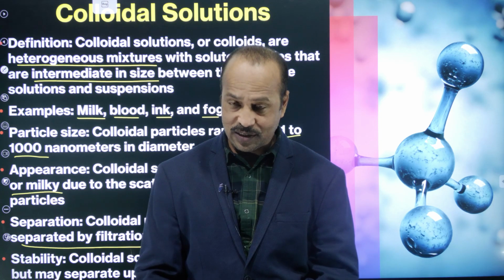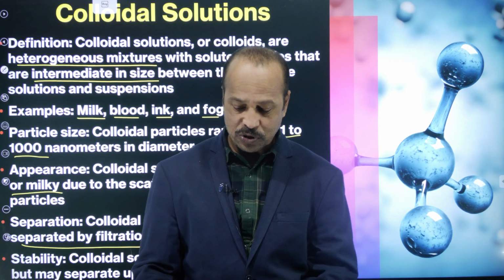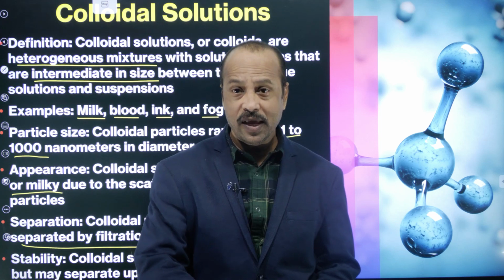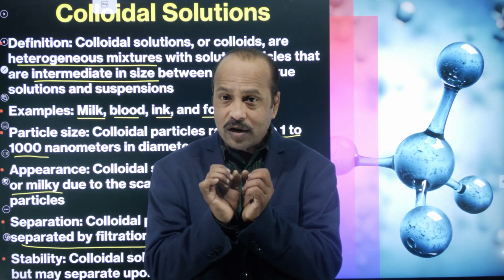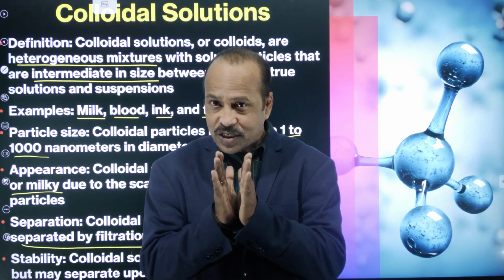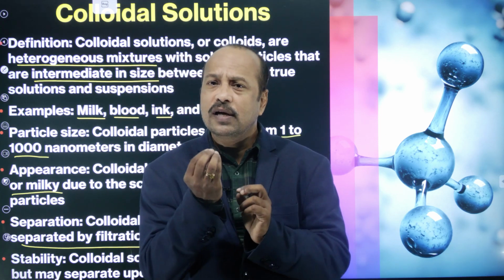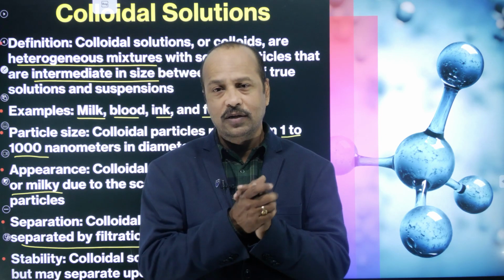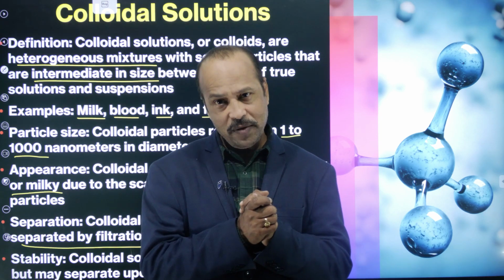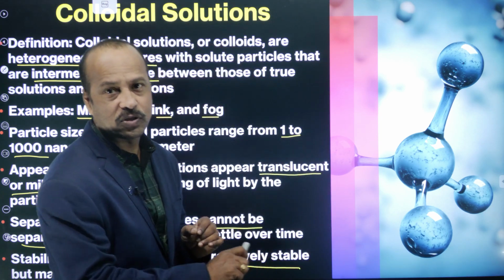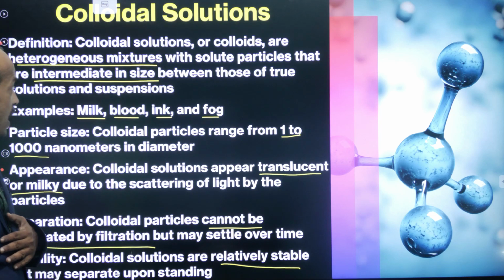Okay, so these are the colloidal solutions. I understood the colloidal solutions. So colloidal solutions means what? A solution in which the dissolved particle size ranges from 1 nanometer to 1000 nanometer. Means what? A little bigger than the true solutions. Such type of solutions are called colloidal solutions.